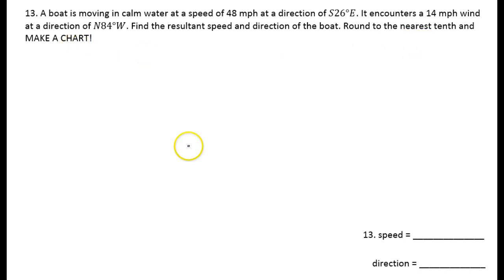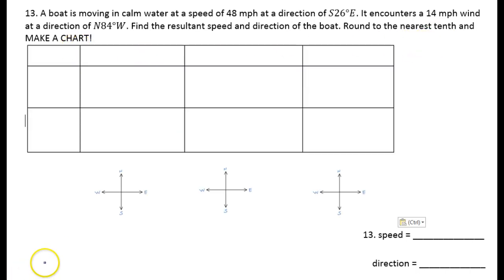Well, what's this chart I'm talking about? This is the chart that I am talking about. So we will have a column for each vector. So looks like we have the water and the wind. Well, no, okay, so a boat is moving in calm water. So we've got the boat vector, and then we've got the wind. And then we will have the resultant vector.